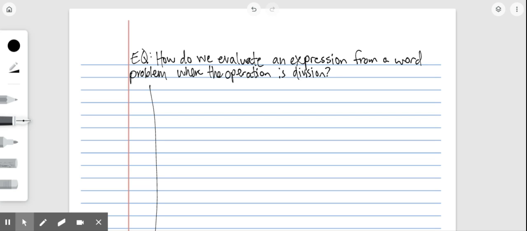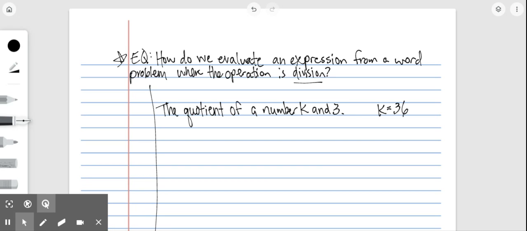Alright, beautiful people. So today we're talking about how to evaluate an expression from a word problem where the operation is division. The last two videos have been addition and subtraction, and today we're talking about division. So we're going to use the keywords for division. We'll start with one that's kind of simple, okay?